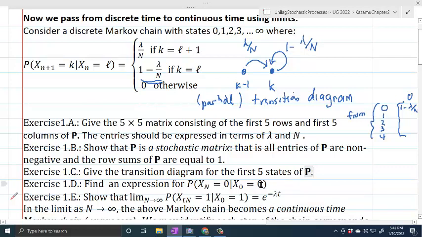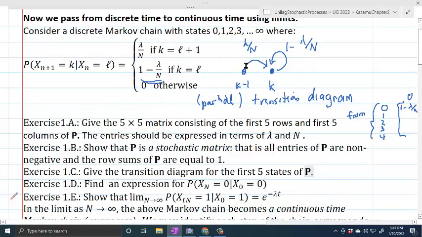Now, you may think about this a little bit. How can you remain in state 0? You should look in your transition diagram. If you ever leave state 0, you can never go back, because the Markov chain always increases.